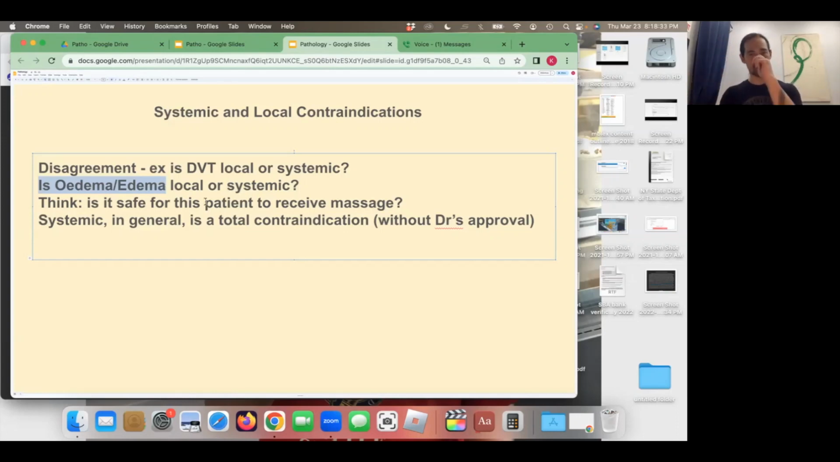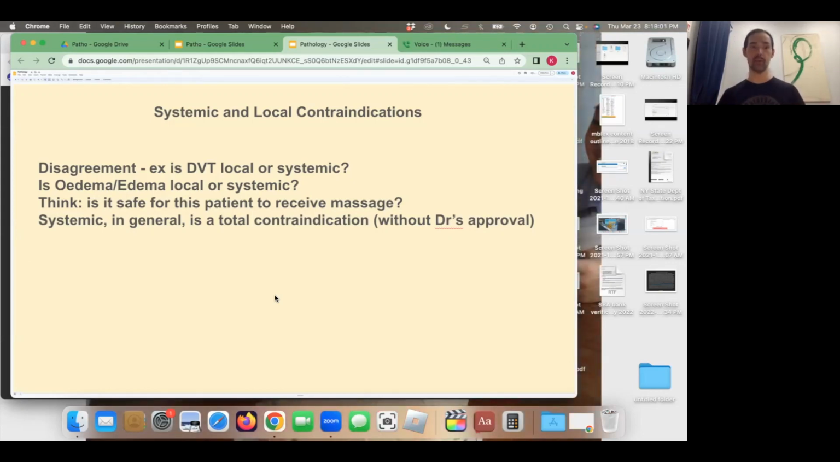Always think, is it safe for this patient to receive massage? In general, any systemic contraindication, which we'll go over all those in a minute, should be considered a total contraindication. Now, if someone gets a doctor's approval, written doctor's approval, then it's okay for you to work on that person, but you have to read the note and work within the limits of what the doctor has laid out.